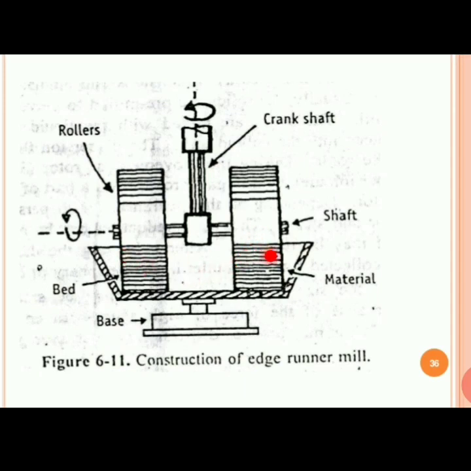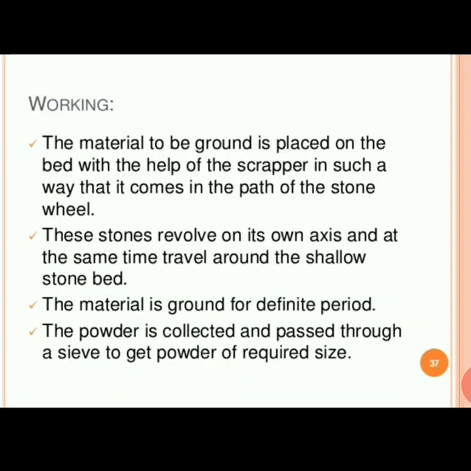After a period of time, the material is properly ground, and then the powder is collected and passed through a sieve to get the desired size of powder, and this procedure is a batch process. This is all about the working of the edge runner mill. This is the principle, and this is the working.